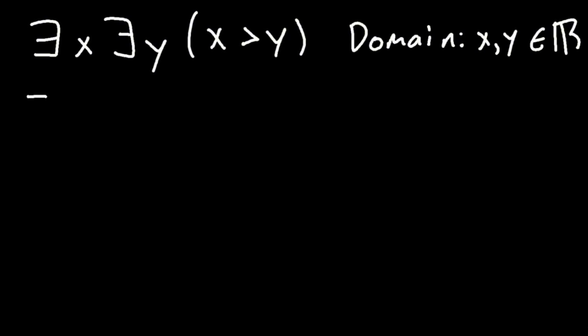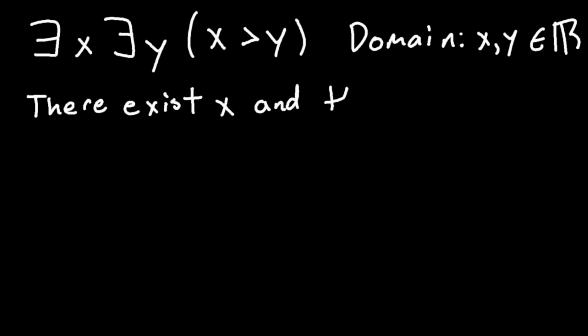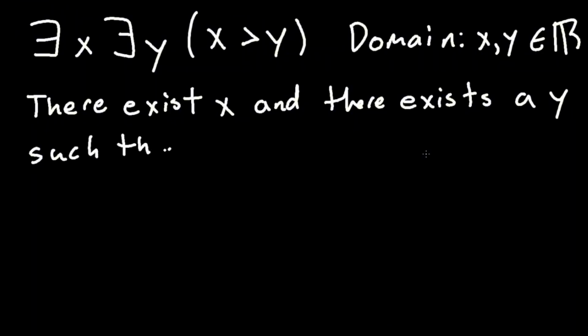How do we interpret this in English? Well, let's say this. There exists, right, because that's what this little backwards E quantifier stands for. So there exists x, and there exists a y such that x is greater than y.